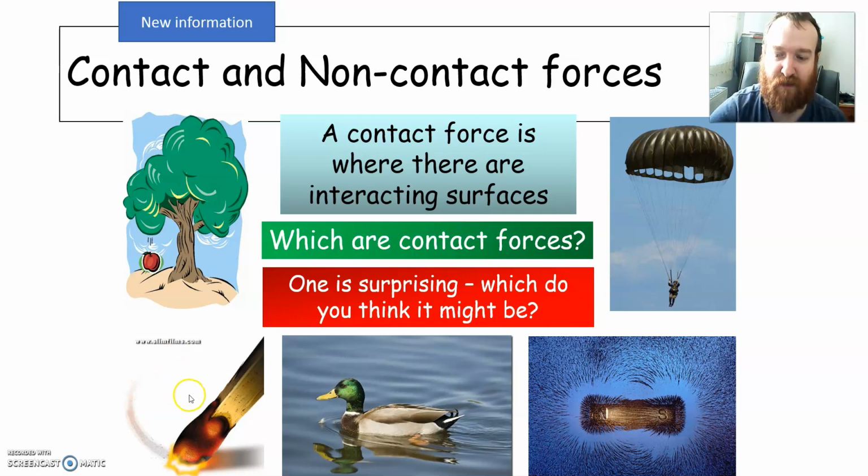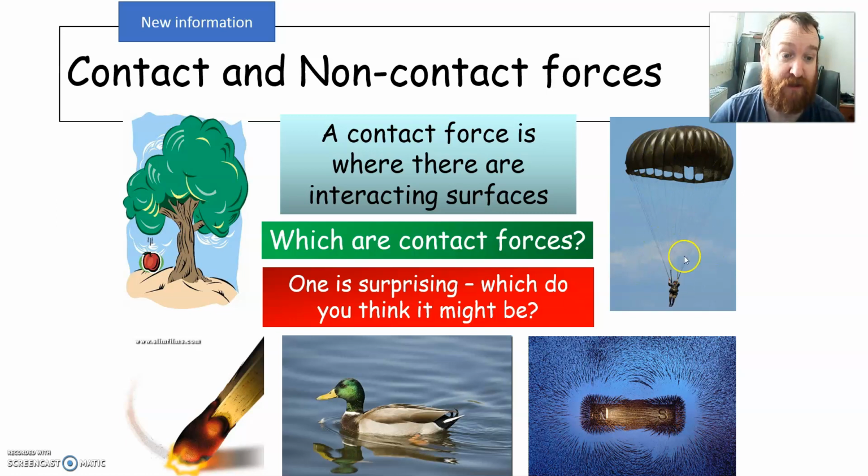This next one, match, friction. 3, 2, 1, contact. It's got to be touching the surface. The match is touching a surface, it's in contact. The duck, floating, buoyancy on top of the water. 3, 2, 1, contact. Contact because it's got to be in contact with that water. The water particles are pushing up against the duck to make him float.